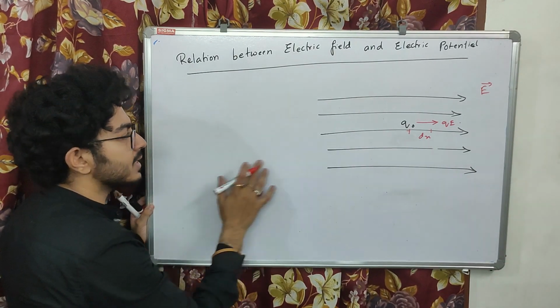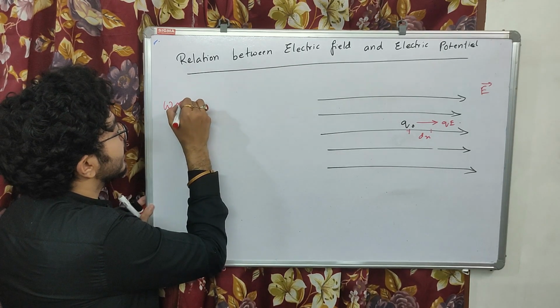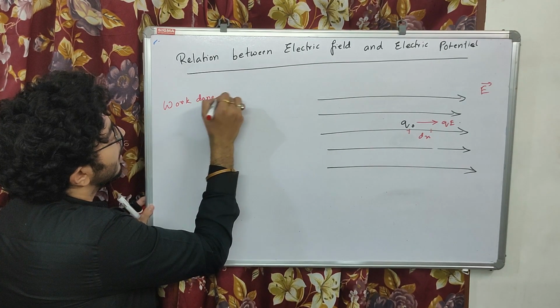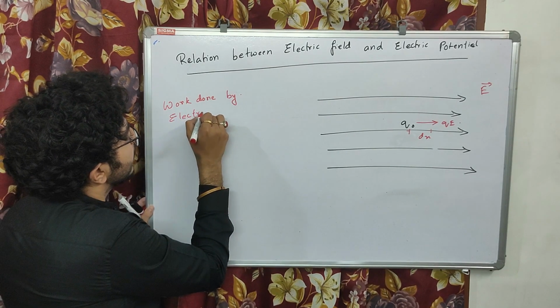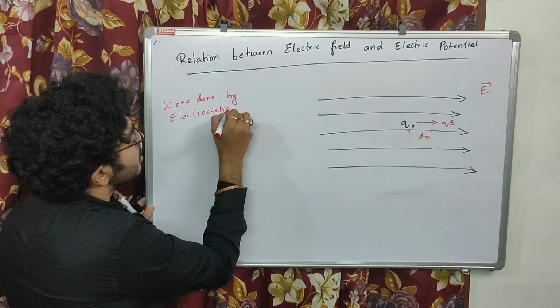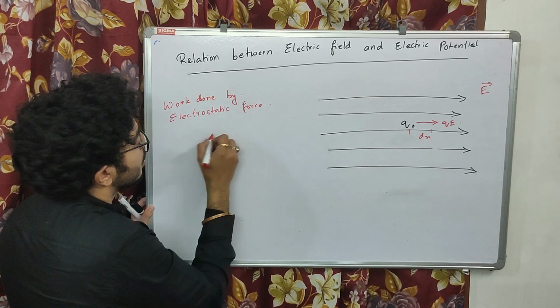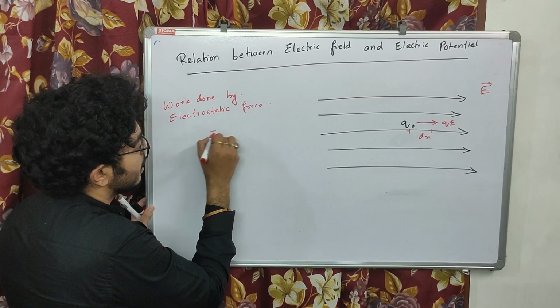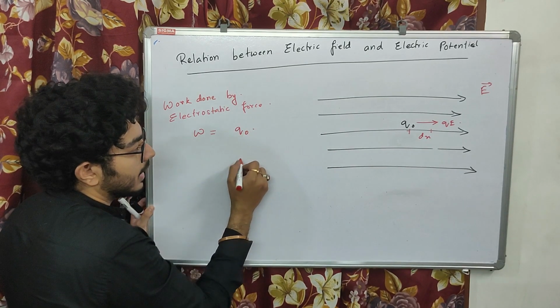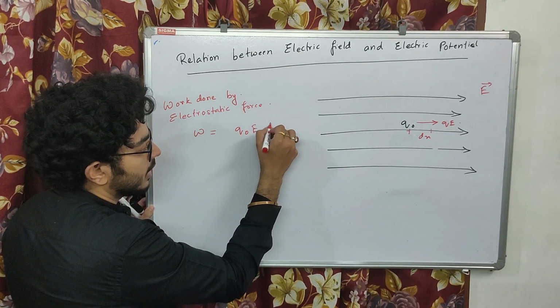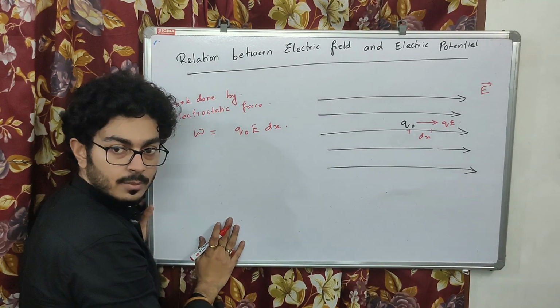For that we can say the work done by the electrostatic force can be said as W is equal to Q0 into E dot dx. This is the work done.